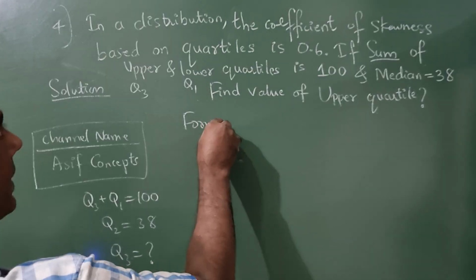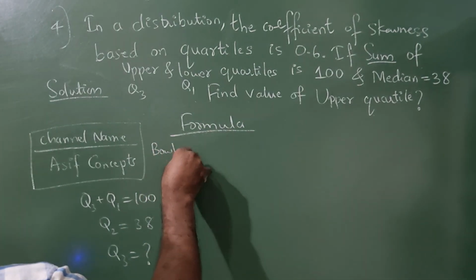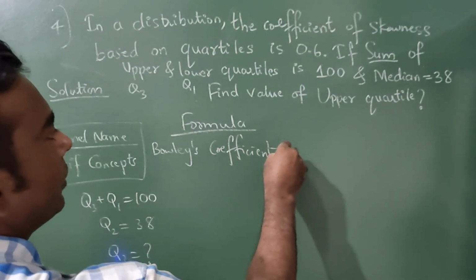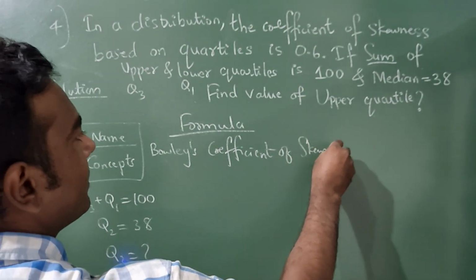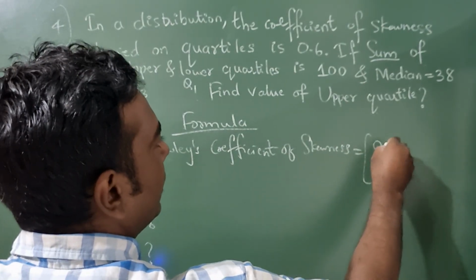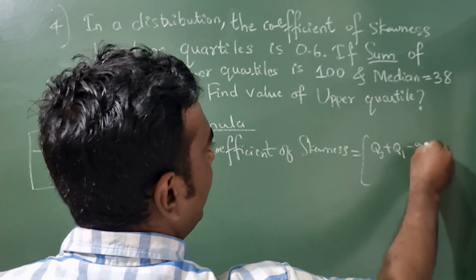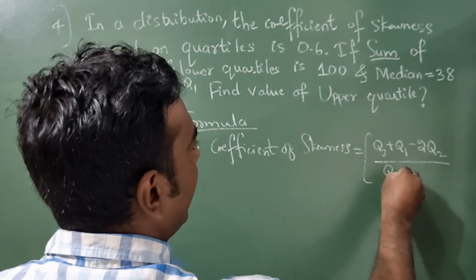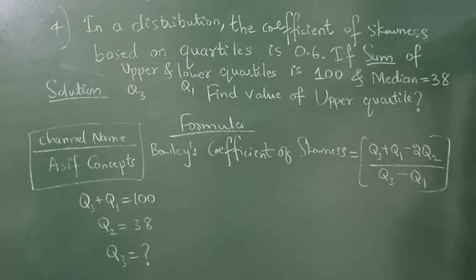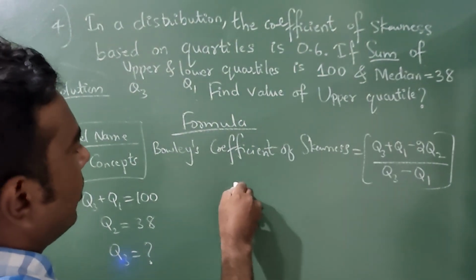Now to solve this, there is a formula, and the formula is Bowley's coefficient of skewness is equal to Q3 plus Q1 minus 2 into Q2 divided by Q3 minus Q1. Okay. Now what is this coefficient of skewness? It is 0.6.